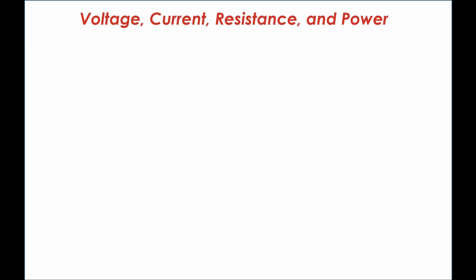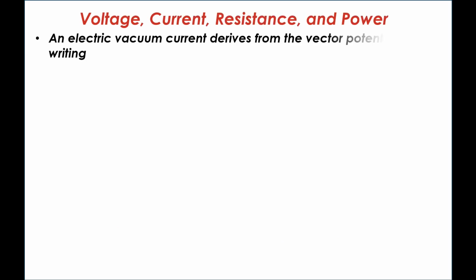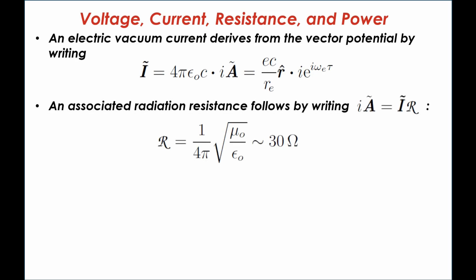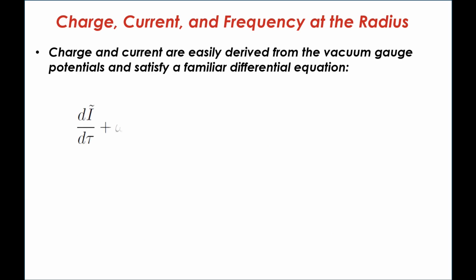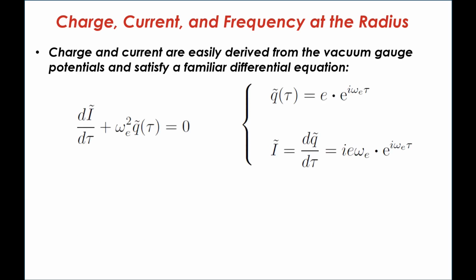The importance of the vector potential lies in its ability to determine a vector electric vacuum current. Moreover, this equation also determines the radiation resistance associated with the electron. This resistance is about 30 ohms, while the magnitude of the current, not shown here, is about 34,000 amps. Next, we combine the current and the resistance to determine the voltage V sub R and also a power formula for radiated field energy. The complex electric charge and the magnitude of the complex current can be derived from the vacuum gauge potentials at the radius, and each are related by the familiar differential equation shown on the left.